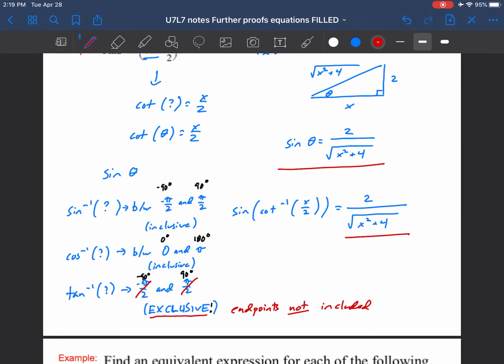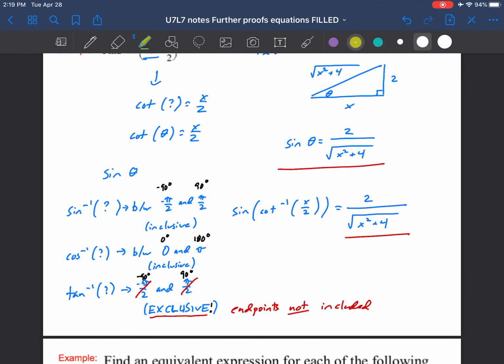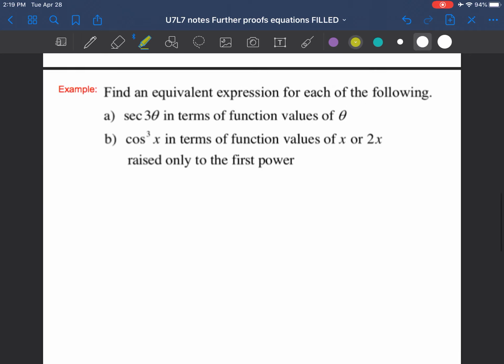Okay, that's probably enough talking on one page. So let's keep going. And let's just make sure that we remember that's our answer to this question. Okay, moving on.